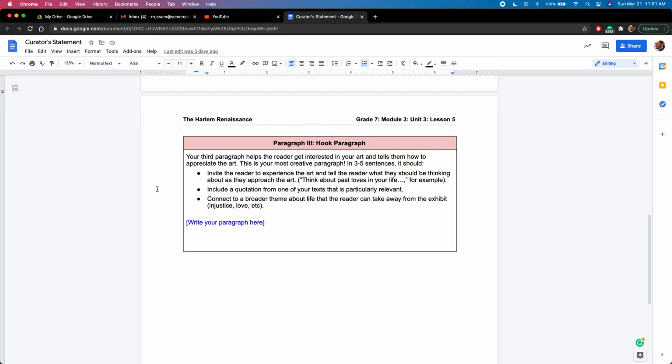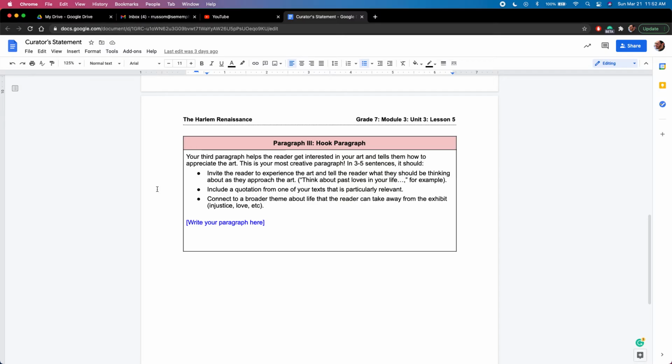If you have not been to an art museum before or haven't looked at a curator statement before, frequently with really difficult art or art that's hard to interpret, a curator will tell you what to think about as you approach the art so that you can have the best possible experience. You're doing the same thing here. Assuming that your reader knows nothing about the Harlem Renaissance and doesn't understand how to look at your art, you're telling them what to do. You're the expert in this situation. So invite the reader to experience the art and tell them what they should be thinking about as they approach the art. There's a lot of ways that you could do this.